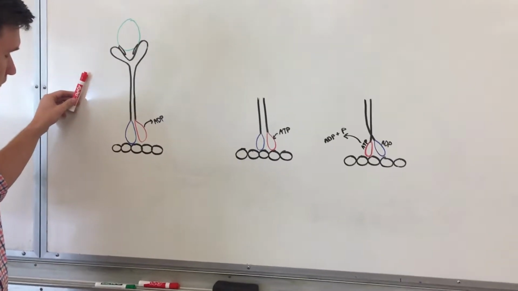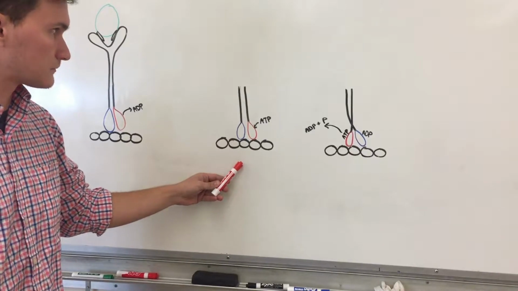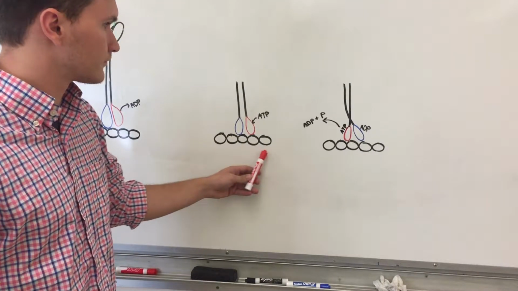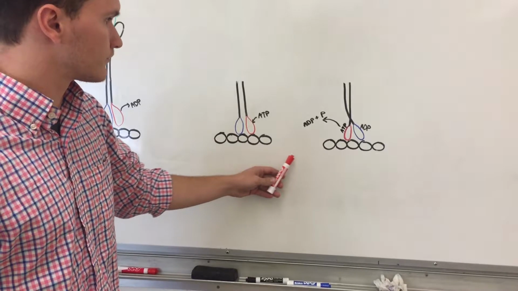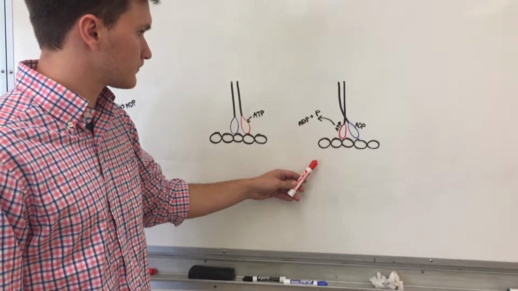Then a conformational change occurs, causing the other part of the motor head to take a step forward while the head attached to the ADP stays in place. The head behind now hydrolyzes ATP, releasing a phosphate, while the head in front binds to the beta tubulin, releases ADP, and repeats the process.